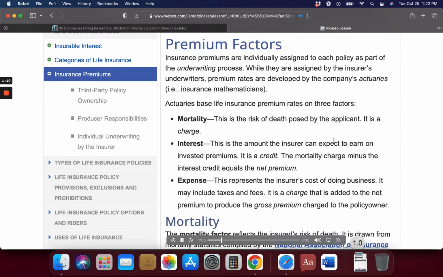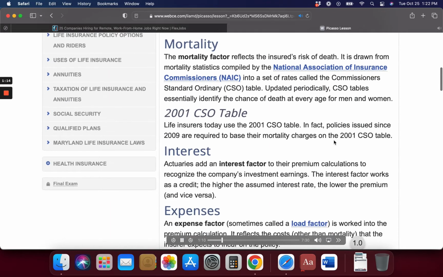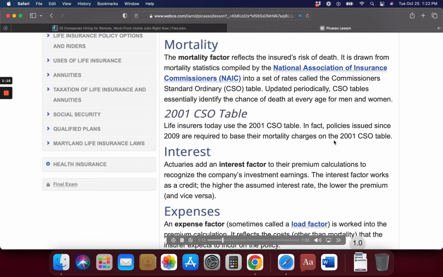Mortality. The mortality factor reflects the insured's risk of death. It is drawn from mortality statistics compiled by the National Association of Insurance Commissioners, NAIC, into a set of rates called the Commissioner's Standard Ordinary, CSO, table. Updated periodically, CSO tables essentially identify the chance of death at every age for men and women.